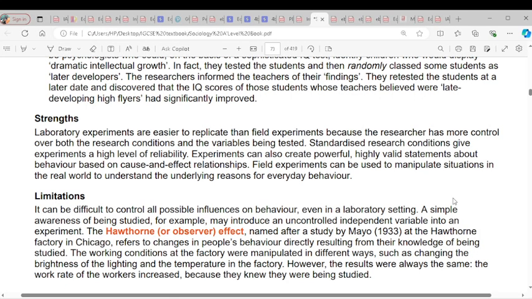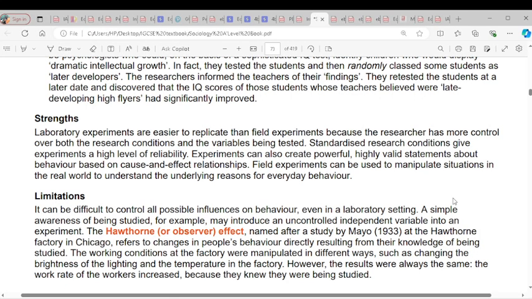Experiments can also create powerful, highly valid statements about behavior based on cause and effect relationships. Because they are experiments, it means they are tested. Because they are being tested, it might give you a high validity based on the fact that these are things that happen in real life. So we would know why an individual has behaved the way he has behaved. So we know the cause and the effect, and because we know the cause and effect, it should give us high validity.